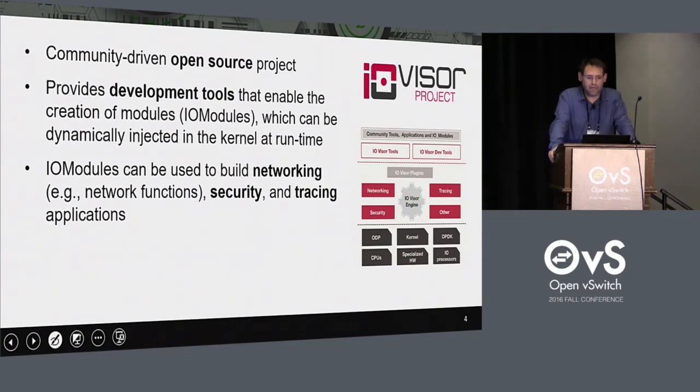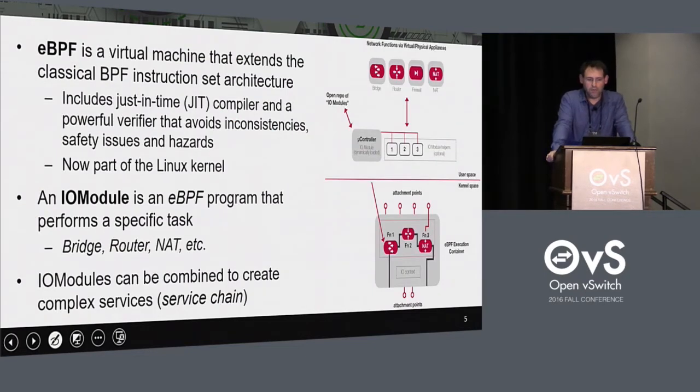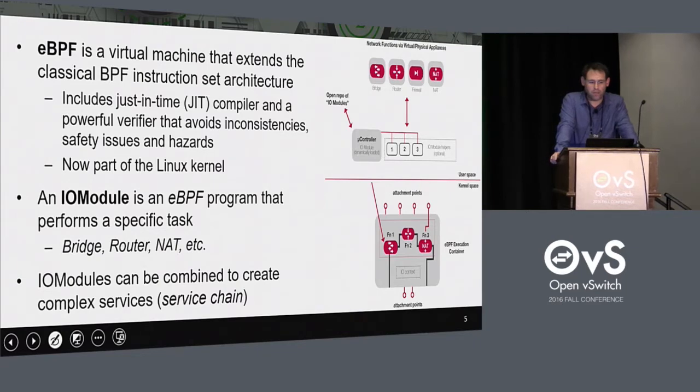IOVisor is basically another name for eBPF. The difference basically is that eBPF is mainly the virtual machine, while IOVisor is a community-driven open source project that includes also other tools like development tools and so on. So it's an ecosystem that is based on eBPF, but is more than that. eBPF is a virtual machine that everybody knows right now, part of the Linux kernel. IO modules are eBPF programs that perform a specific task, like a bridge, a router, and so on. And IO modules can be combined to create complex services, what we often call a service chain.